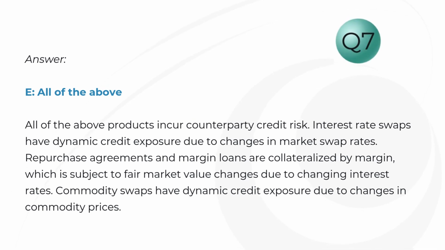All of the above products incur counterparty credit risk. Interest rate swaps have dynamic credit exposure due to changes in market swap rates. Repurchase agreements and margin loans are collateralized by margin, which is subject to fair market value changes due to changing interest rates. Commodity swaps have dynamic credit exposure due to changes in commodity prices.